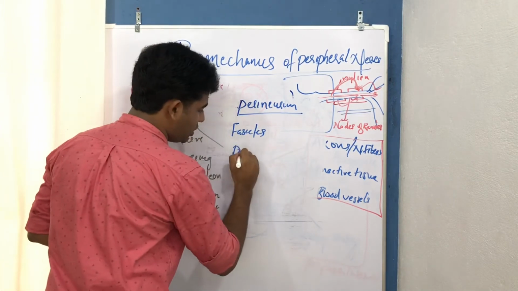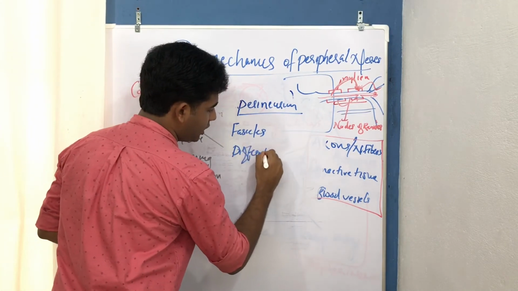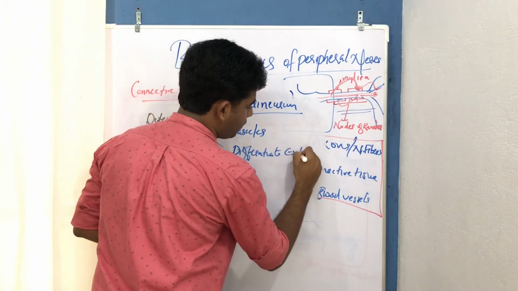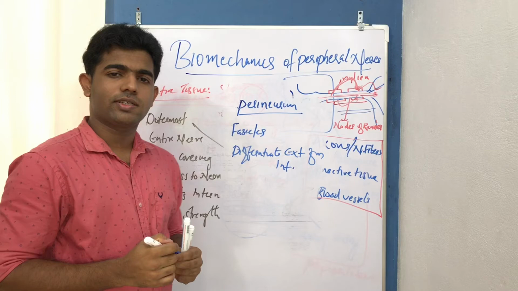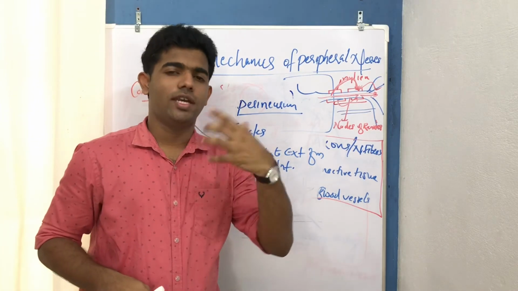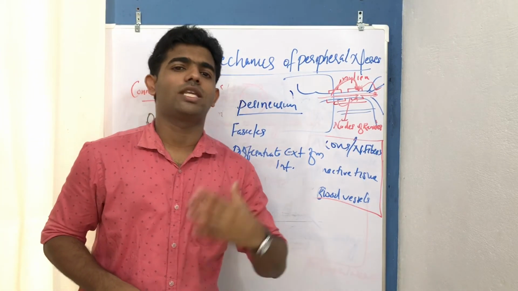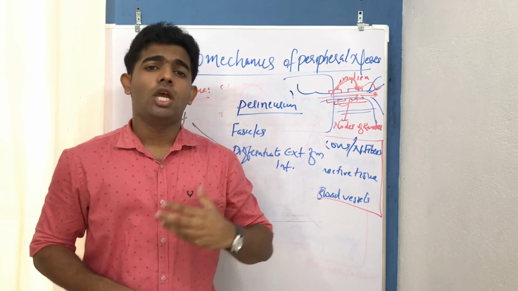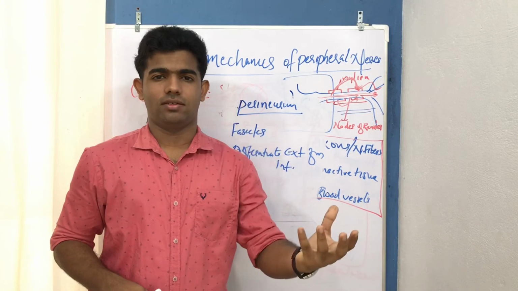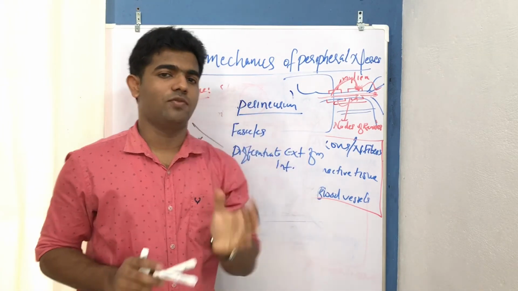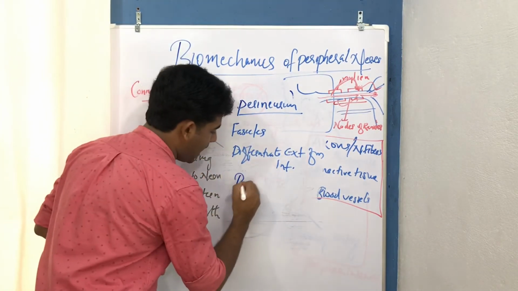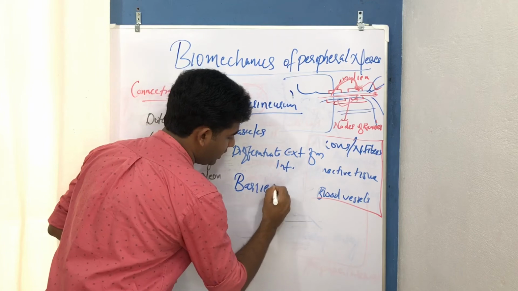And it differentiates external from internal environment. That is, it differentiates nerve fiber or nerve fascicles from the external environment and internal environment. So it acts as a barrier between external and internal environment.